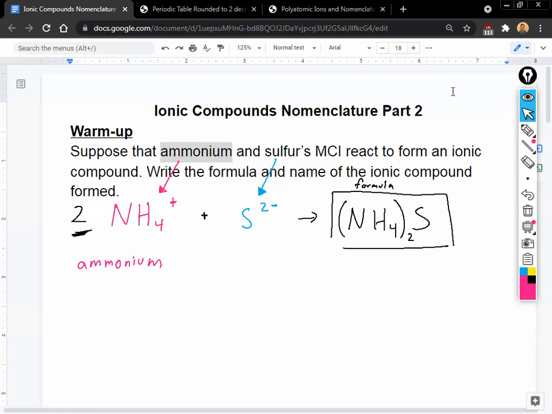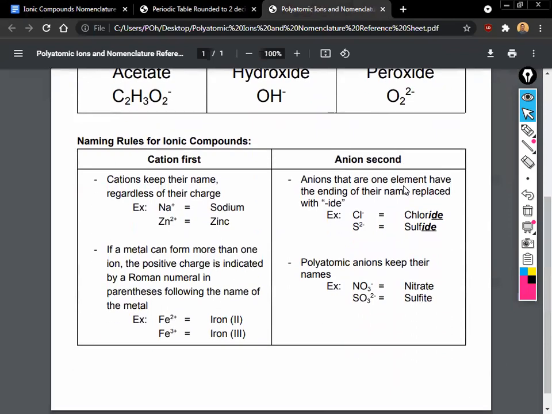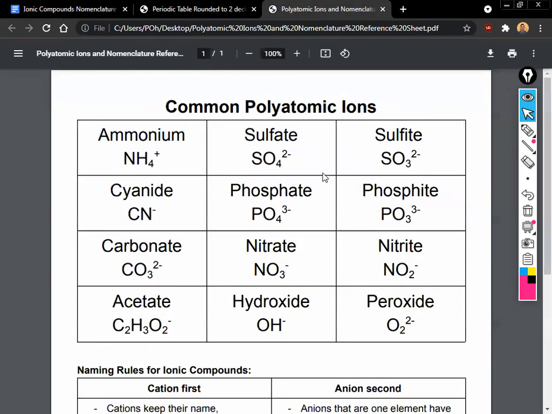All right, so our cation is ammonium, and for our anion, we need to figure out whether it's one element or if it's polyatomic. So if we go to the naming rules, and don't worry, I'll pull that back up. If an anion is only one element, we have to change the ending to -ide. But if it's polyatomic, we keep the name the same. So all the polyatomics we'll talk about in this class are on this chart.